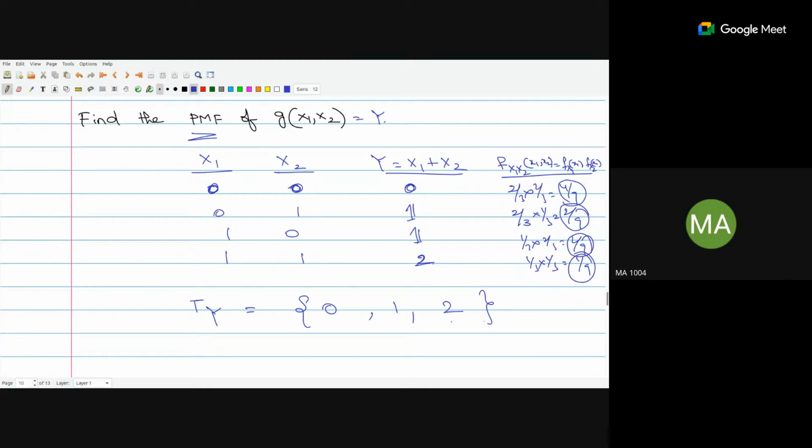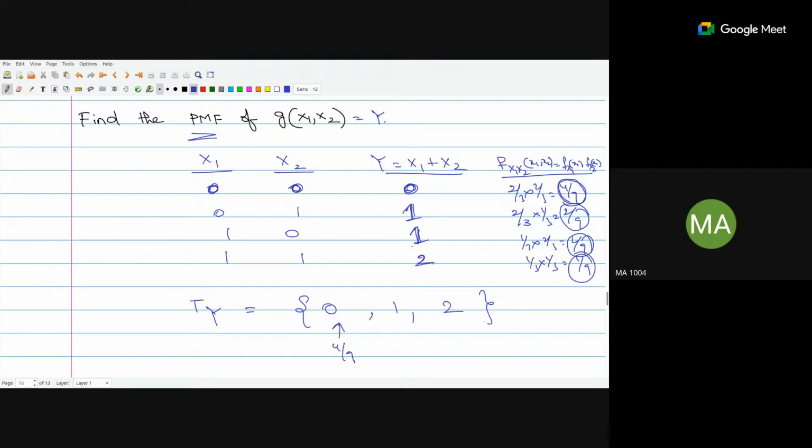So duplicates, you don't have to write it twice. So no need to write 1 twice. It is enough writing 1 once. Okay, this is the range and its corresponding probabilities, you just have to get it from here. So for 0, it is 4 by 9.